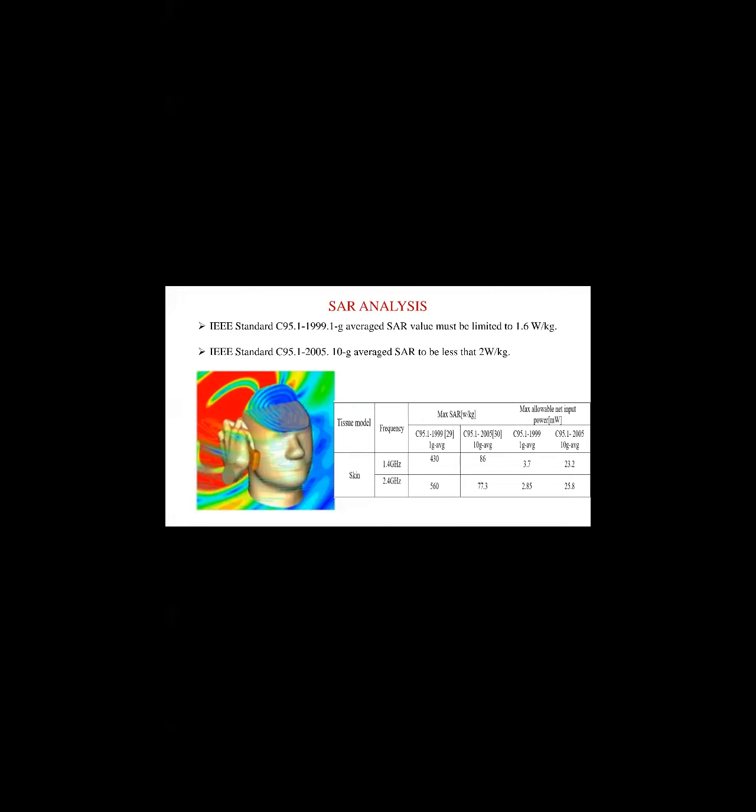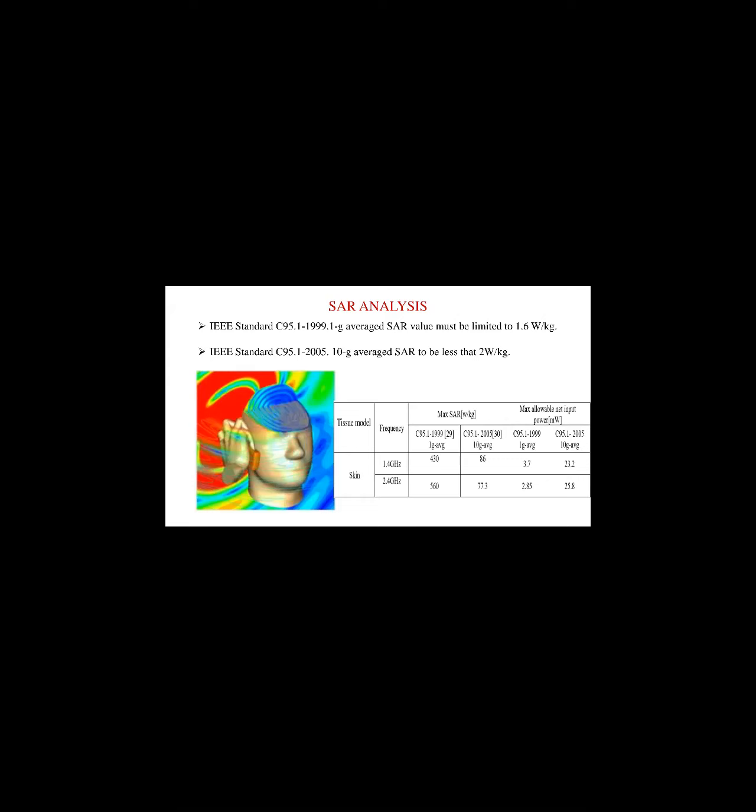Here we have two different standards. I have calculated the SAR for two different standards. Here we know the IEEE standard of the US and the European standard, with the 1 gram tissue model and the 10 gram tissue model. In the first case, we are using the IEEE standard C95.1-1999. It has a 1 gram average SAR value and is considered a US standard. It has a maximum limit of 1.6 watts per kilogram.